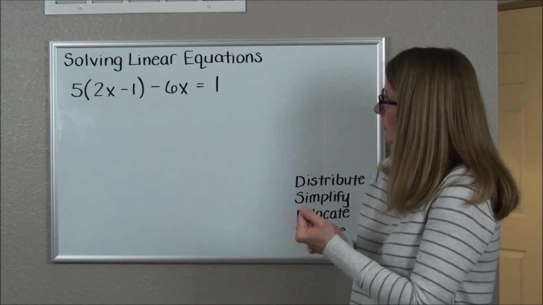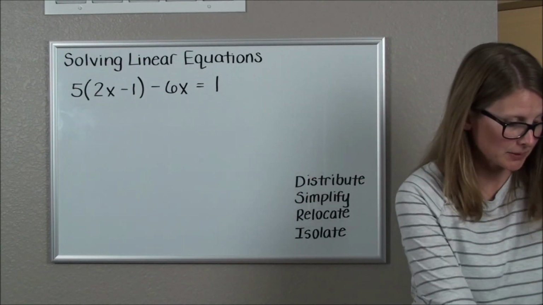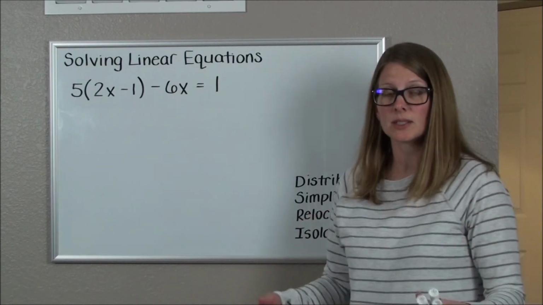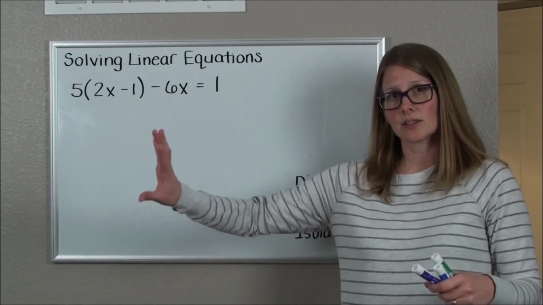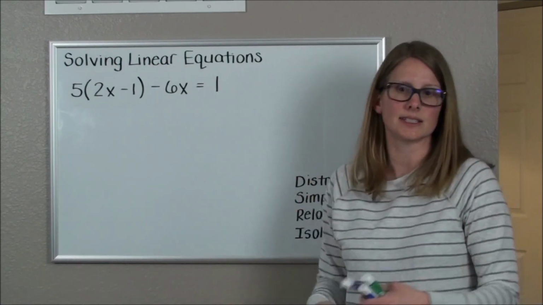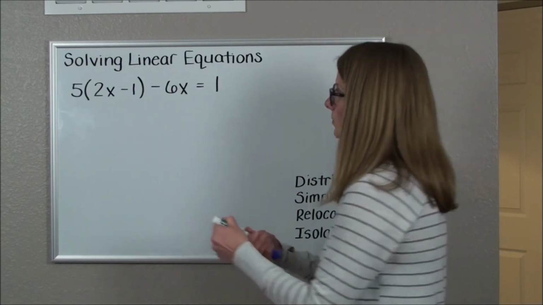So let's take a look at this one. Again, we want to go through those same 4 steps. We want to distribute to get rid of parentheses. We want to clean things up by combining like terms. We want to relocate letters to one side, numbers to the other, and then isolate to get the x by itself. So first we will distribute.